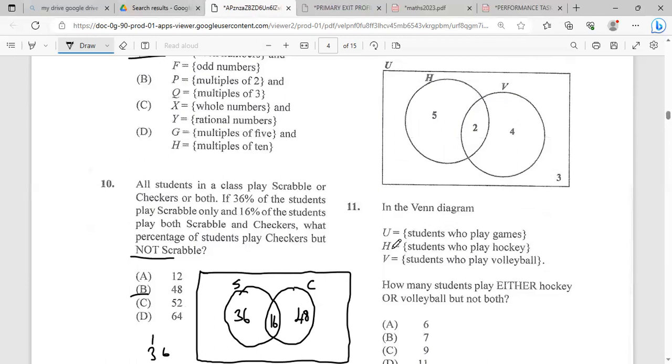In the Venn diagram, how many students play either hockey or volleyball? Hockey or volleyball. So 4 persons play volleyball only. How many students play either hockey or volleyball, but not both? That's very important, all right? So it would be 5 plus 4 to play both hockey and volleyball. But they don't want that, they want only.